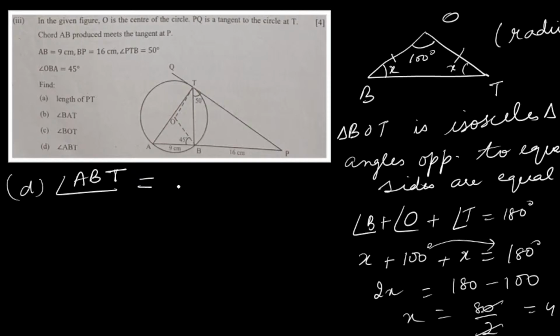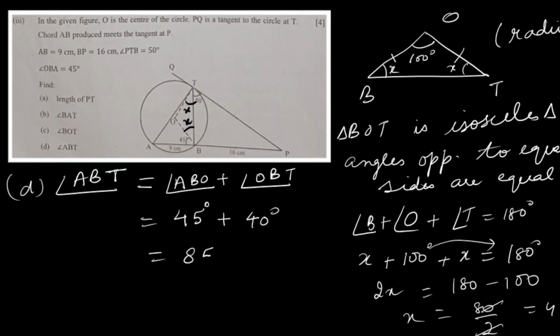So ABT is actually what? ABT is angle ABO plus angle OBT. OBT we assumed as X. So ABO is given to us as 45 and X we found as 40. So 45 plus 40 is equal to 85. So angle ABT is equal to 85 degrees.